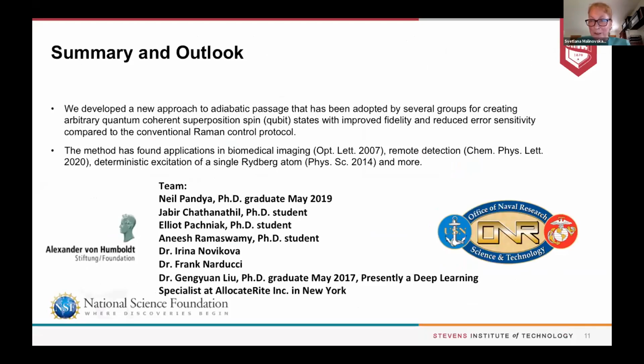And that's pretty much all I wanted to tell, because on a more general note, in summary, I may say that we have a very powerful machinery that provides analytical and numerical solutions for how to maximize quantum properties in quantum emitters interacting with the classical electromagnetic field. And there are many applications. This method generally is widely used. It has been implemented in biomedical imaging methodology, for remote detection, and for the deterministic excitation of a single Rydberg atom at ultra cold temperatures.